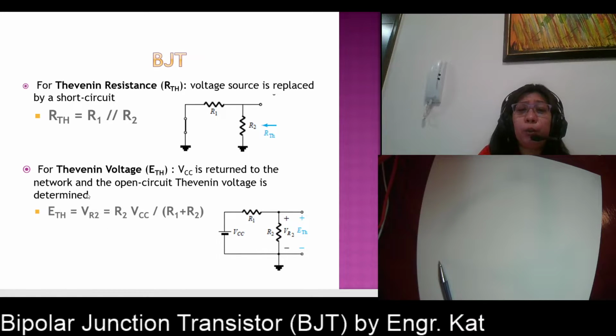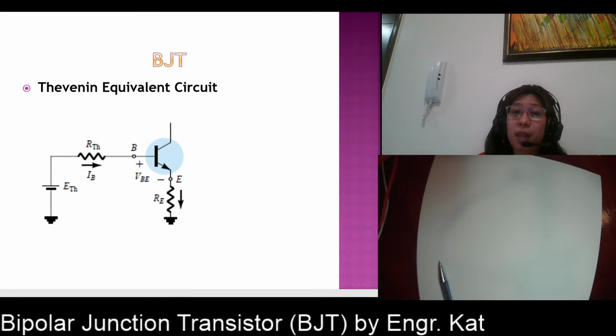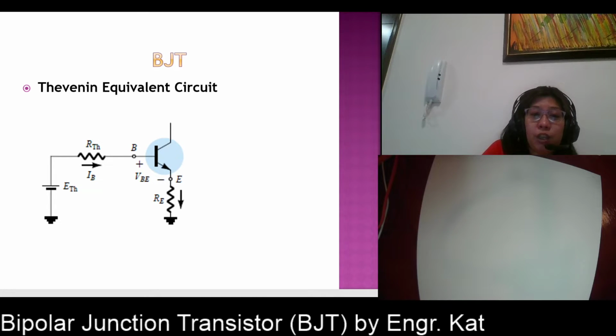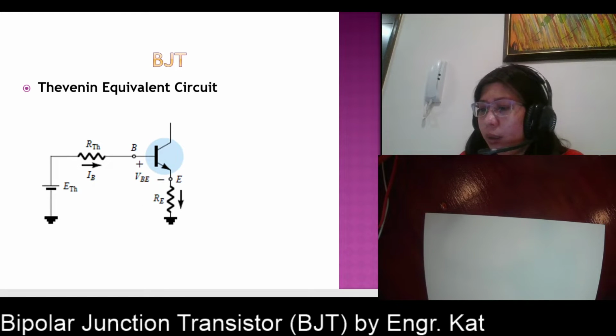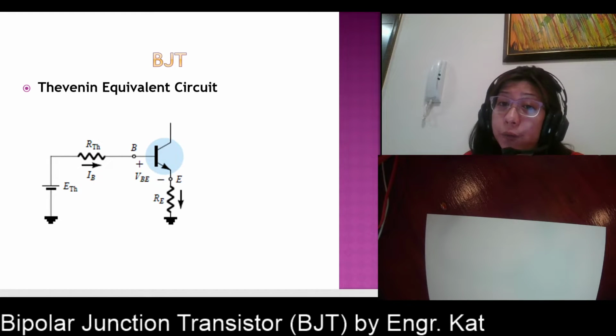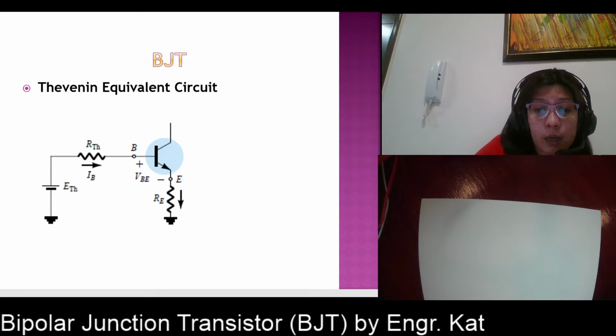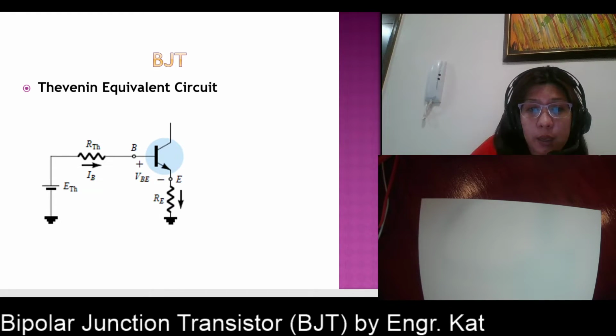And then we're going to replace the original circuit with the Thevenin's equivalent circuit. That is, we're going to connect your ETH and RTH in series, and then bring that back into your original circuit. So this is now your Thevenin's equivalent circuit. Your RTH is connected at your base and then with your RE. Upon knowing your RTH and your ETH, the first thing to do is to solve again for IB.